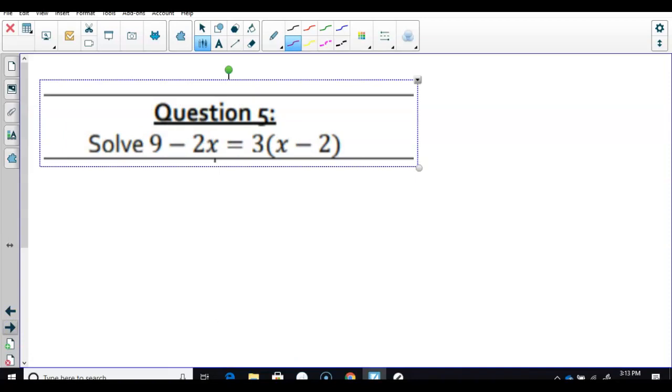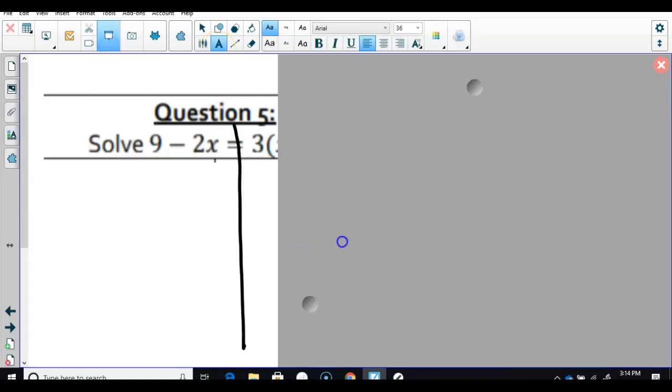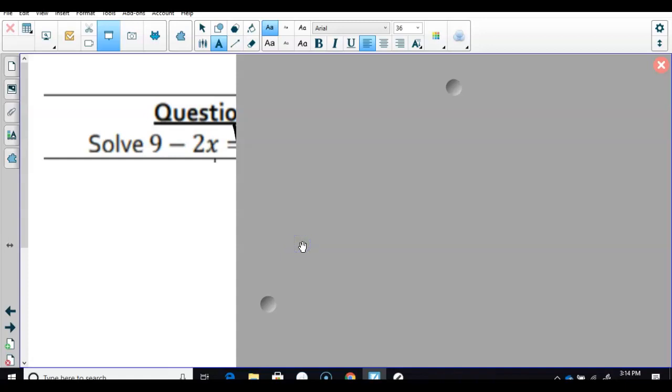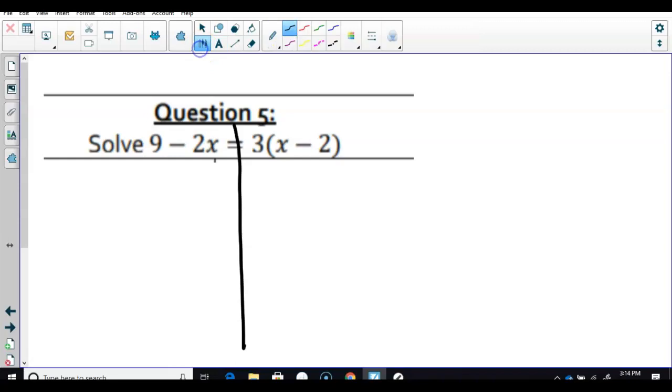Okay, so the next one, hey, we have variables on both sides. This can mess with people sometimes, like, oh, what do I do? So again, I'm going to stay nice and organized. On this left-hand side of the equal sign, there's nothing to do. I can't combine any variables or any like terms. But on this right side over here, I can do something.